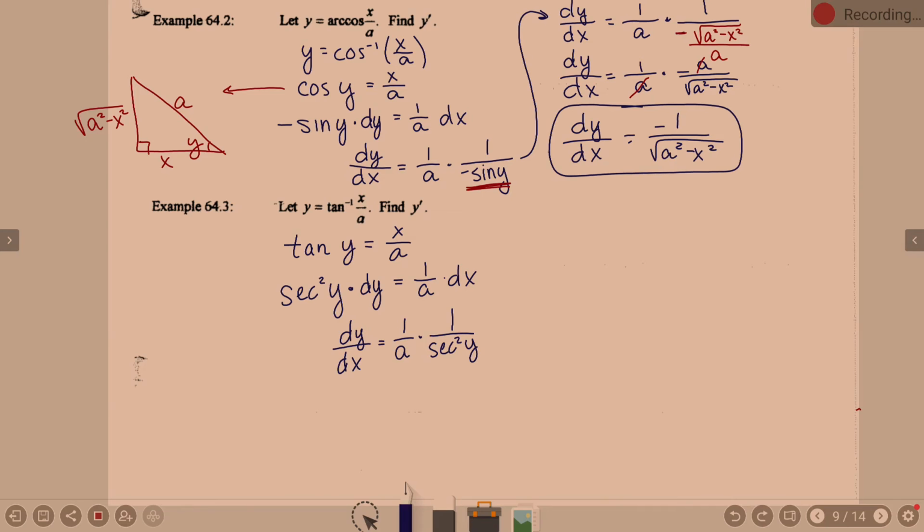I don't know about you guys, but I'm much more comfortable working with cosine than I am secant. I just have to think harder for secant. I can do it, but I don't want to have to think harder. So you could rewrite this dy dx as 1 over a, and then 1 over secant is actually cosine. So 1 over secant squared is cosine squared y. So I now have 1 over a times cosine squared y.